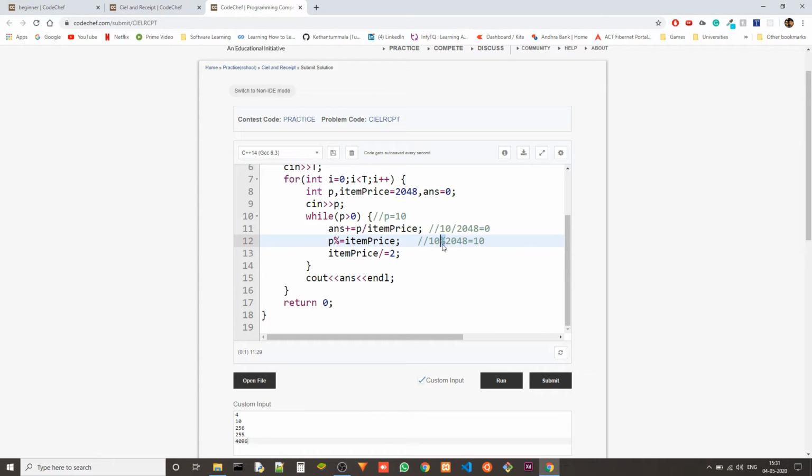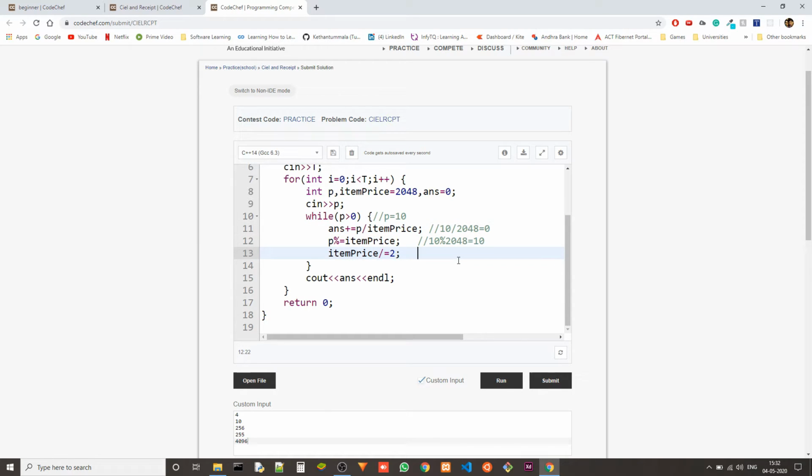If you don't understand percentile, just learn about the modulo operator in C++, then you'll understand why this is happening. Basically, what the operator does is it gives the remainder when A, which is 10, is divided by B, which is 2048. So the remainder of dividing 10 with 2048 is 10, right? So P will still be 10 because we haven't added an actual item into the answer, right? So answer is still 0.